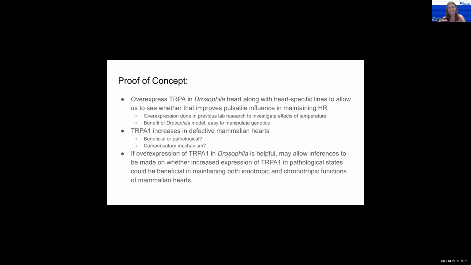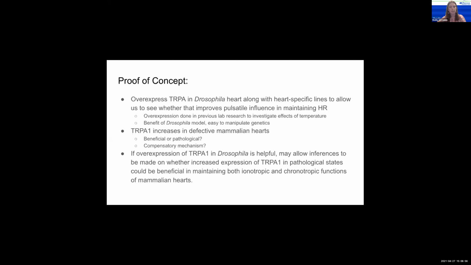However, there are still many different channels that could be responsible, so we are conducting a proof of concept to see whether the TRPA receptor is causing an effect by overexpressing it in the heart, to see whether this overexpression improves pulsatile influence in maintaining heart rate. And this really goes back to the beauty of using that Drosophila model like I was talking about in the beginning, because of how easy it is to manipulate these genetic changes.